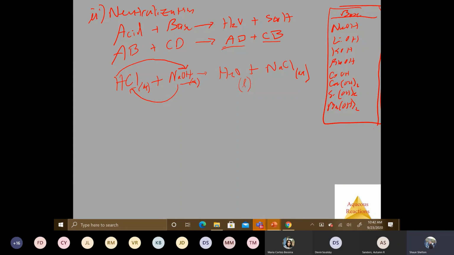Water is pure, so water will be a liquid. Now, I want to make a little box over here that talks about it. So pure liquids. There's two of them that you're going to work with. So water is one, and then bromine is the other one. All right. So these two are your pure liquids.